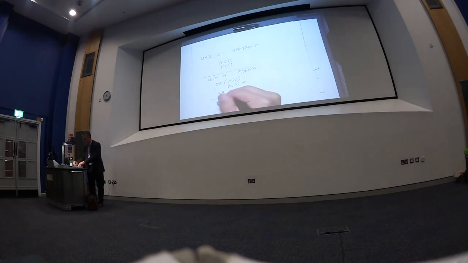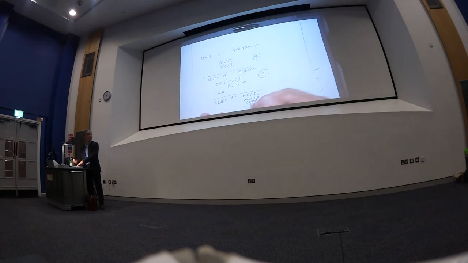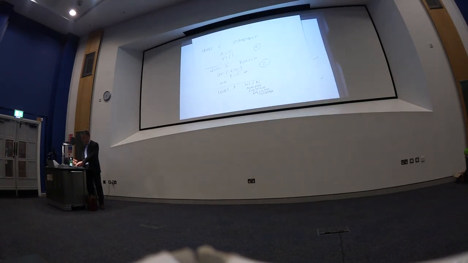With level A, the situation is much more complicated. This is called MCDC, modified condition decision coverage. In this case, for example, you have only one test case. In this case, you have two. Suppose that you want to do a full test of this.